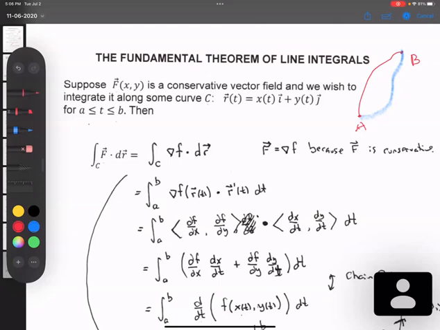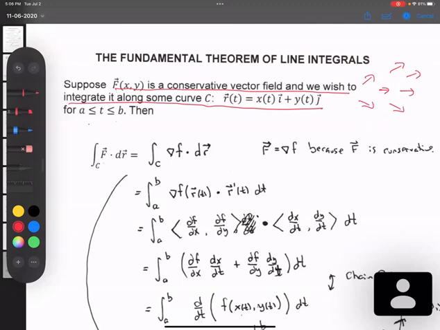Okay, so suppose F of x, y is a conservative vector field and we wish to integrate along some curve. You want to integrate it along the curve. So as before, you have a vector field. The vector field is this: arrows, arrows, arrows. Think of a magnetic field. And then you have a curve. So let's say this is the curve. That's your curve, and this is C.